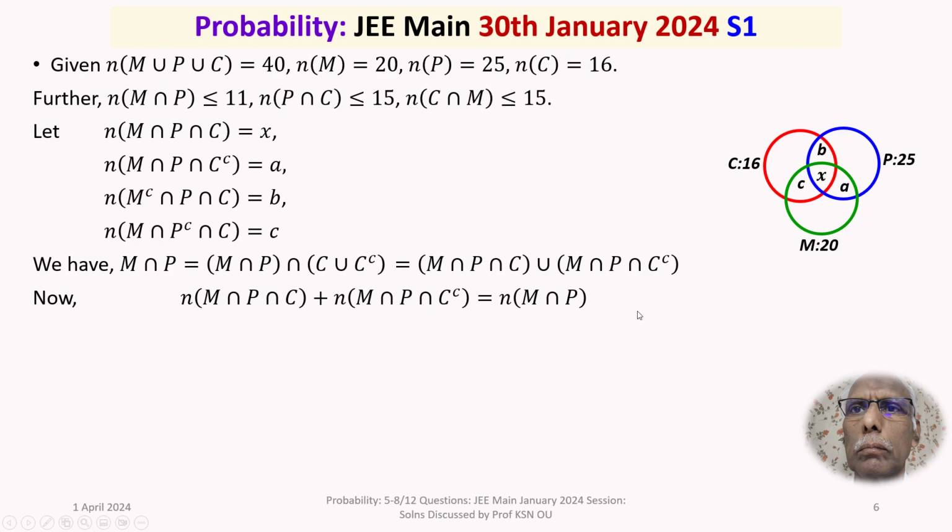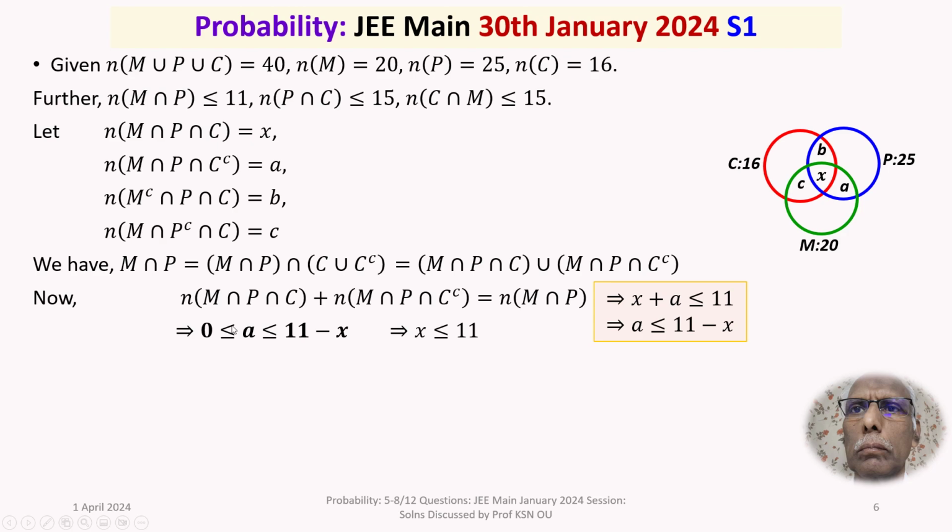Right. Now see, what is n of M intersection P intersection C? X, plus n of M intersection P intersection C complement is A. n of M intersection P is at most 11, less than or equal to 11. And if I want A, then it will be less than or equal to 11 minus X. This will imply 0 less than or equal to A less than or equal to 11 minus X. So A cannot be negative. So A is greater than or equal to 0, less than or equal to 11 minus X. That means 0 is less than or equal to 11 minus X. That means X is less than or equal to 11.